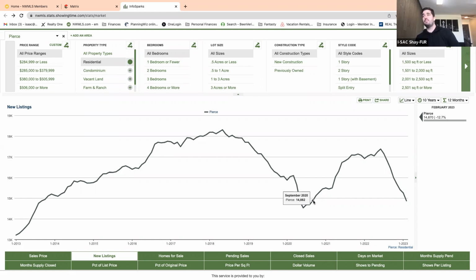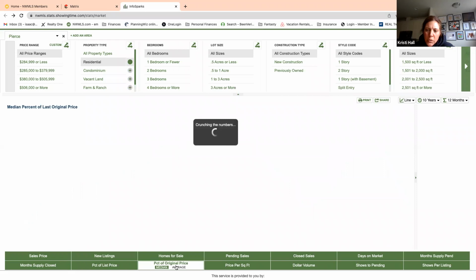And then maybe we can pivot and talk about what data buyers want to see that would potentially encourage a buyer to buy now versus wait. Any thoughts from anybody? No, but I also like using InfoSparks too.